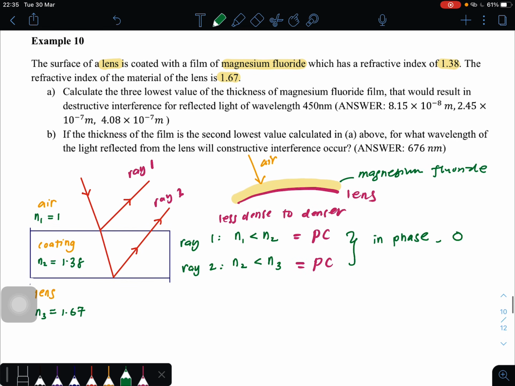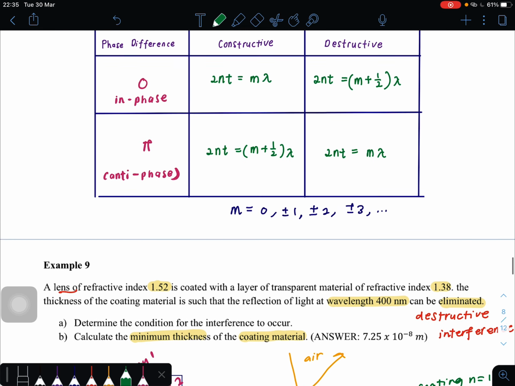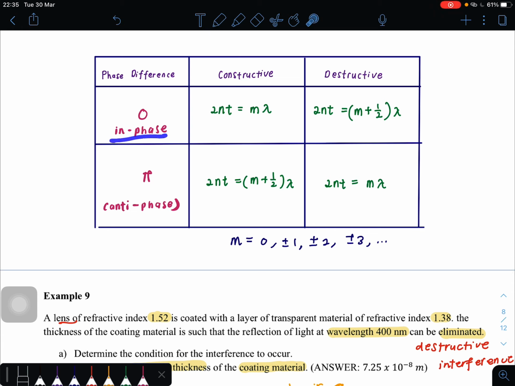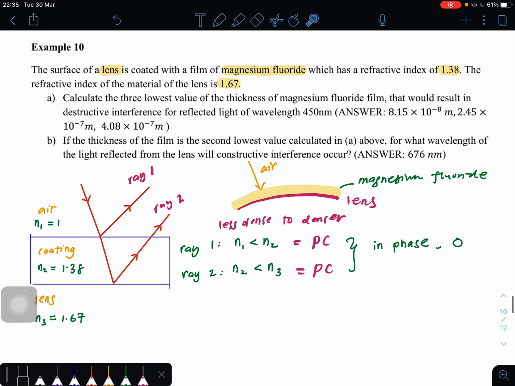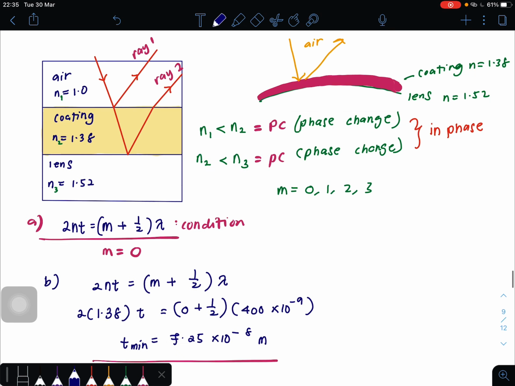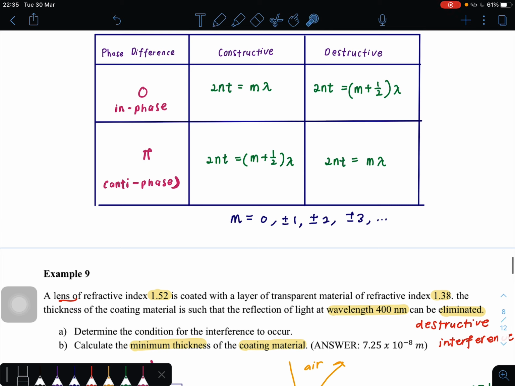Okay, so let's look back at the table. So we have in phase here, right? So we either use this one or this one, depending on the keyword. So next, is the keyword given here? Okay, so let's look at the first question. Calculate the three lowest values for the thickness of the magnesium fluoride film that would result in destructive interference. Okay, so this one has already been given. Clearly it is destructive interference.